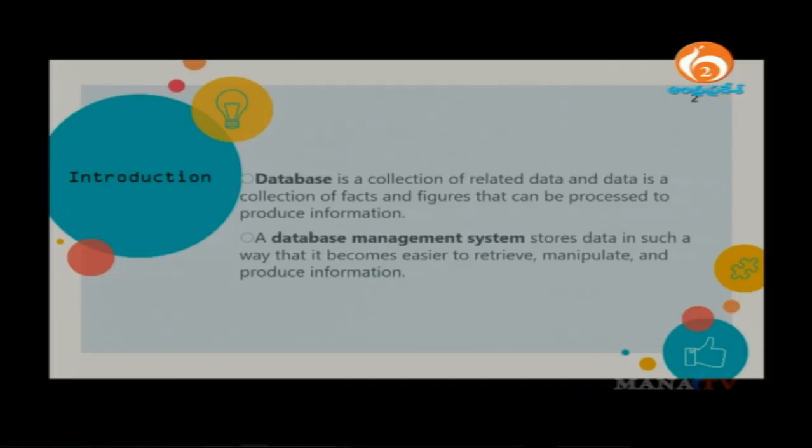The information has been circulated to all of them. That is to say, a database is a collection of data, where the data is raw information that is not properly useful, I mean to say, not meaningful. Then if you process the data, it becomes information. And what is a database management system? A database management system stores the data in such a way that it becomes easier to retrieve and manipulate, as well as to produce the information in easy ways.